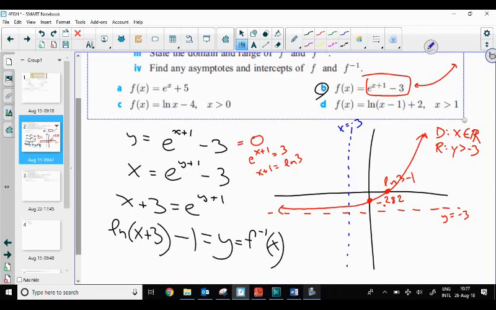All right, for my inverse, I'm just going to switch these things around. Since the y-intercept of my function was -0.282, that means that the x-intercept of my inverse is going to be at -0.282. And that also means that my y-intercept should be at ln of 3 minus 1. My domain is going to be x greater than -3, and my range will be all real numbers.